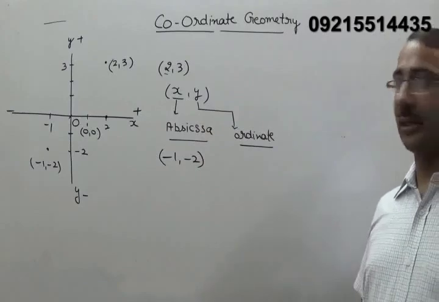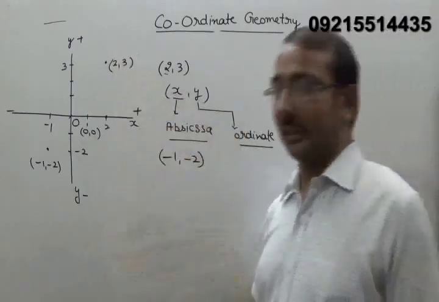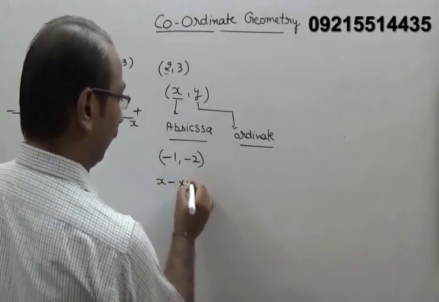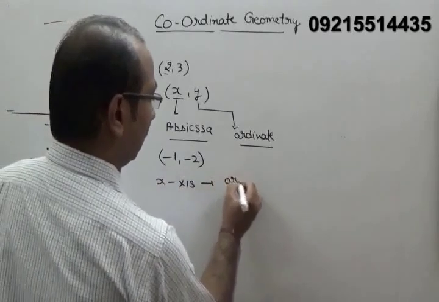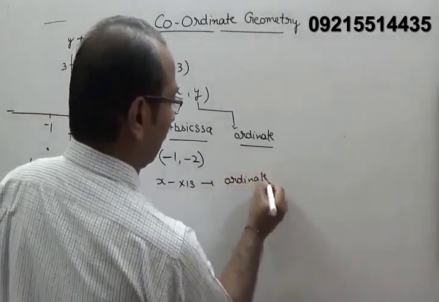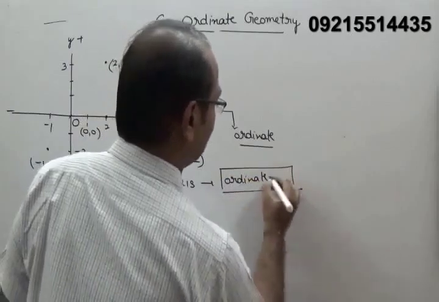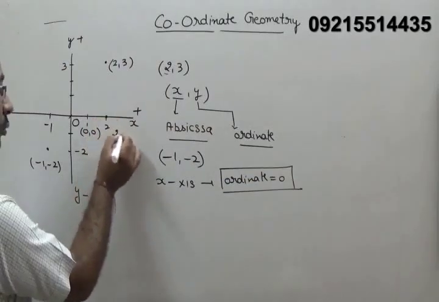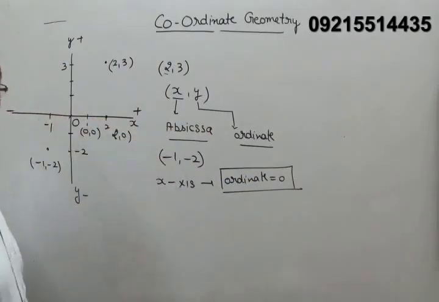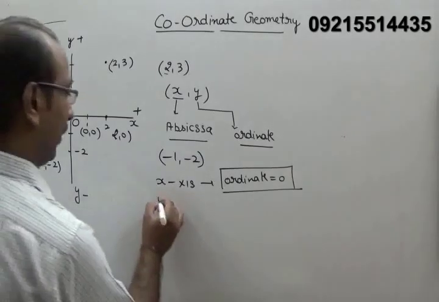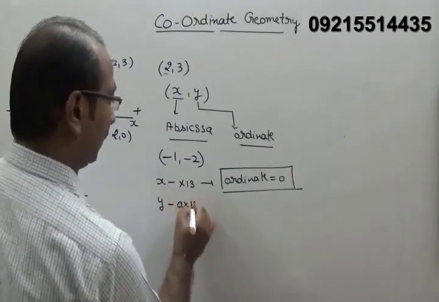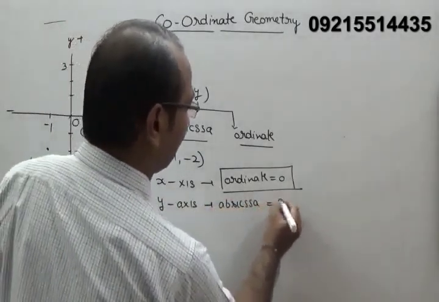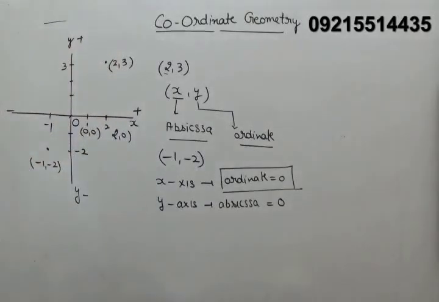The next thing that we have to understand, this is x-axis and this is y-axis. So we can say that any point that is on x-axis, for that ordinate is always equal to 0, means coordinate of y is 0. Suppose I have to take this point is taken as 2, 0. Abscissa is 2 and ordinate is 0. And the next is, if you want to show any point on the y-axis, for that abscissa is always equal to 0.